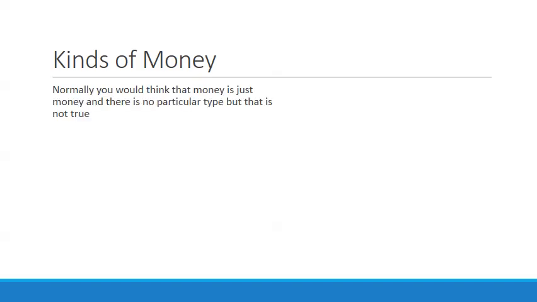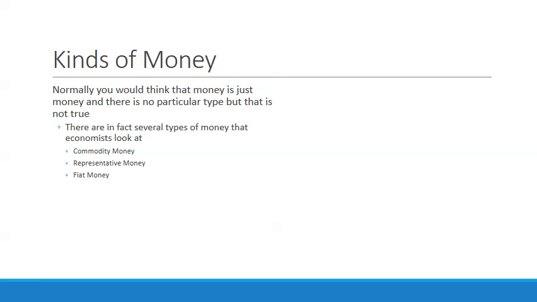So the third thing we want to look at are kinds of money. Normally you would think that money is just money, it's what we see every day, but that's not actually true. There are in fact several types of money that economists look at. The first of which is commodity money, then representative money, and then what we call fiat money.